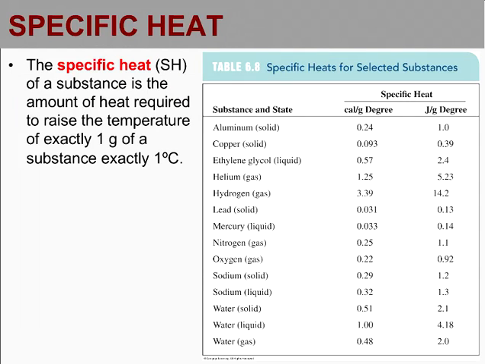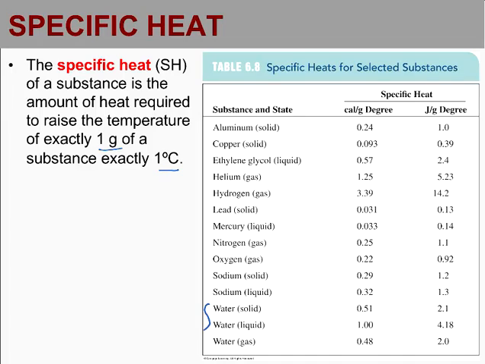Okay, so let's talk about one more thing, and then we'll do a few example calculations here. The last concept we'll talk about in relation to changes of state is specific heat. The specific heat of a substance is the amount of heat required to raise the temperature of exactly 1 gram of a substance exactly 1 degree Celsius. So for instance, when we're heating up ice, we need a certain amount of heat in order to increase the temperature of the ice.